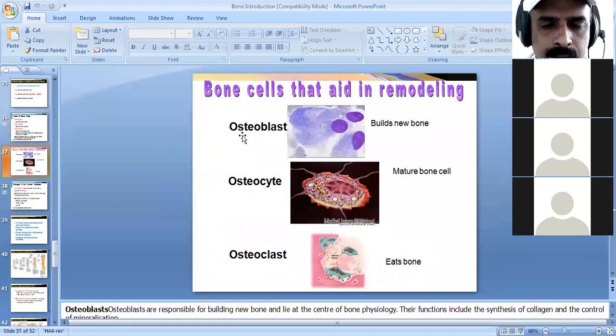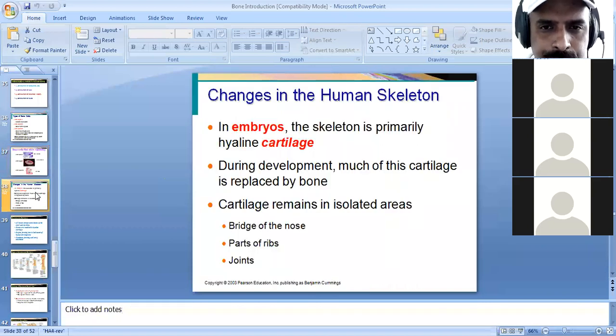Here you have how they appear: osteoblast, osteocyte, osteoclast. Osteoblasts build new bone at fracture sites, and healing of bone takes place in this process. Osteocytes are mature bone cells, and the osteoclast eats the bone, where destruction of the bone takes place. So this is all you have to remember.